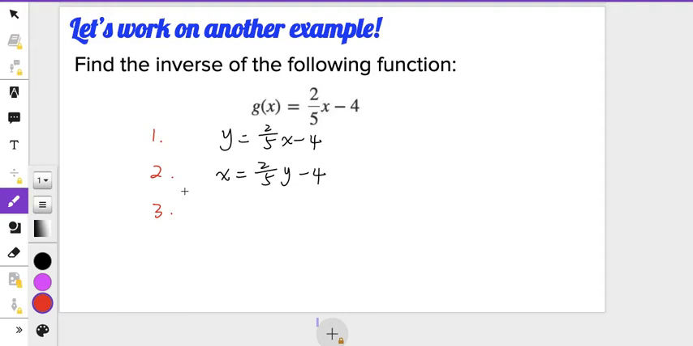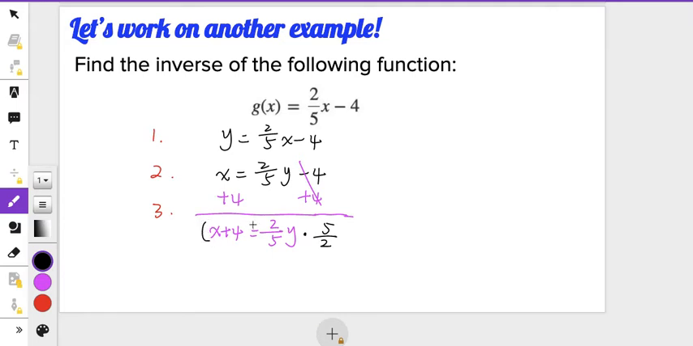Next, the major part, we are going to solve for y. So how do we do that? This is minus 4. I'm going to add 4 to both sides. The 4s cancel. So it is 2 over 5 y equals x plus 4. This part is a little bit tricky because we are dealing with fractions. So here's what we do. When we deal with fractions, we don't want to deal with fractions. The way we do that is to multiply by the reciprocal. The reciprocal means we flip it. We multiply by 5 over 2.